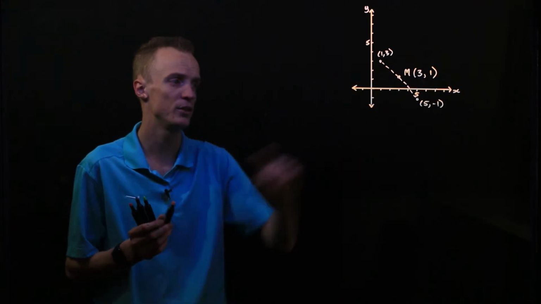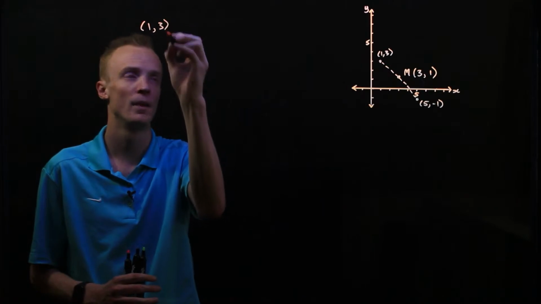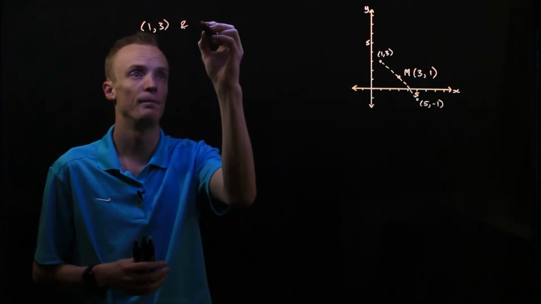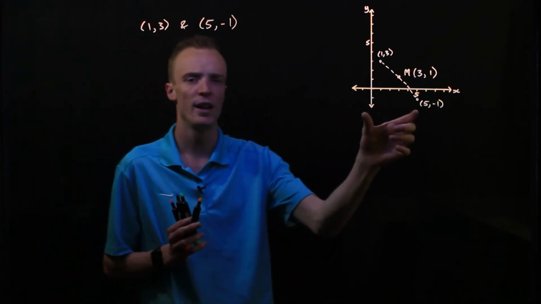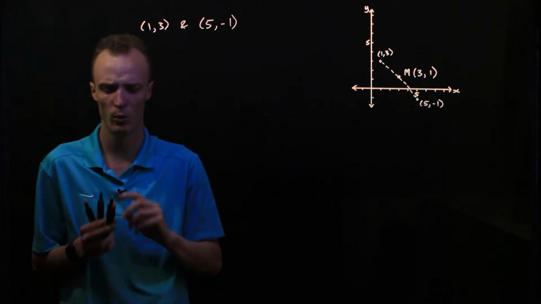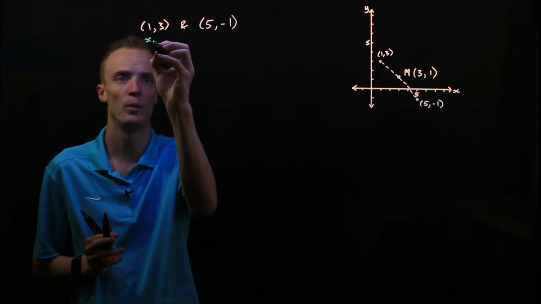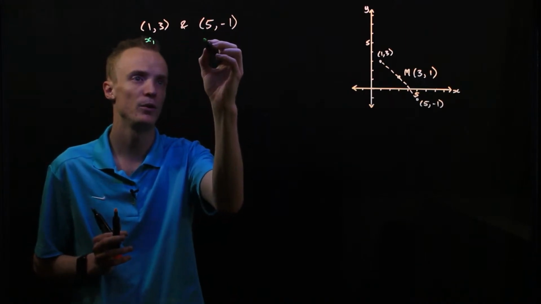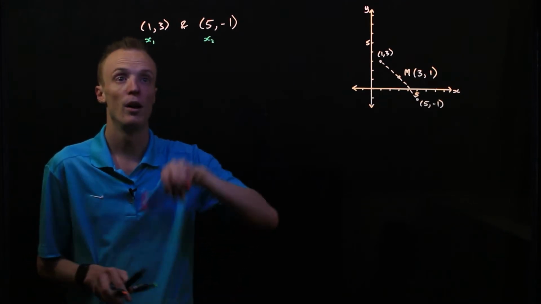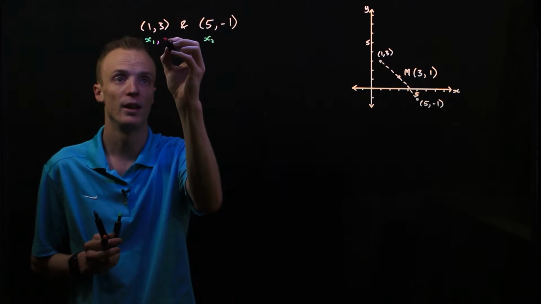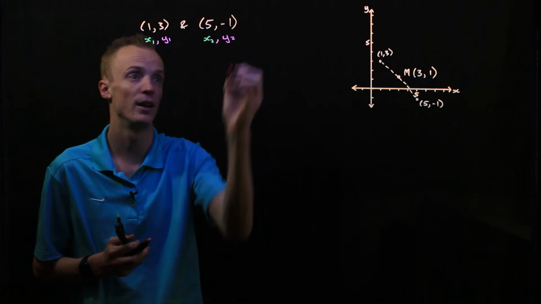Well, let's consider these two coordinates again. So our coordinates of 1, 3 and our coordinates of 5, negative 1. What we did is we broke this up within our X and our Y. So let's label our coordinates accordingly. For our X, we've got 1, so we'll call this X1 here. And we've got this 5 here, which we'll call our second X value. For our Ys, we've got this 3 value here, so we'll call this our first Y value. And our second Y value is just here, this negative 1.